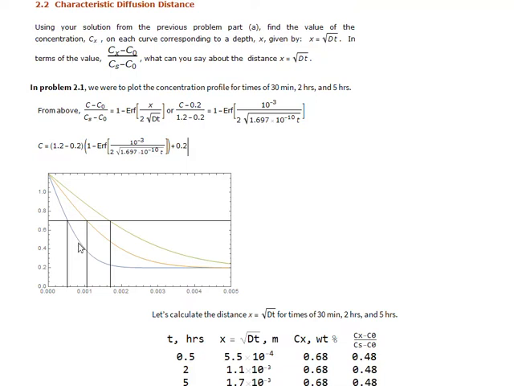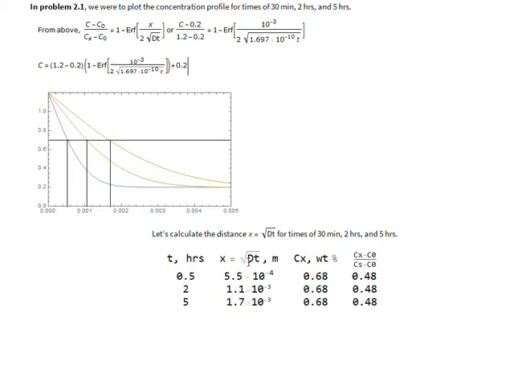So if we were to take these 3 values and calculate this quantity, x equals the square root of dt, okay, let's go ahead and do that. X equals square root of dt. For the half hour, 2 hour, and 5 hour case, we're going to get these 3 different depths, and that corresponds to these 3 lines on here. And if we go ahead and find the intersection on our 3 time curves, you can see that they all actually intersect at one value very close to 0.7.